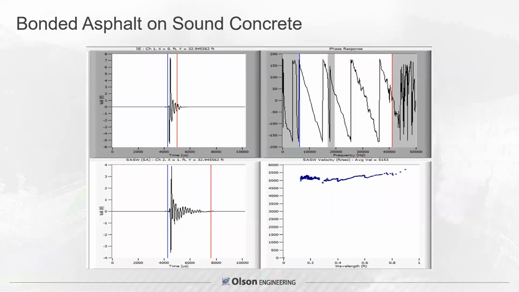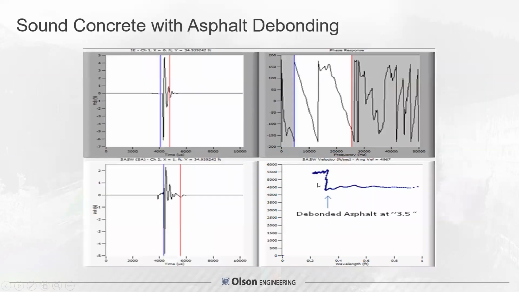The results showed us, and these are the signals you haven't seen for surface waves. The big spike is the surface wave in time. When you window in on that, you get phase, which is showing velocity versus wavelengths from this phase analysis of the data. Well, this was good velocity. This is bonded asphalt and sound concrete, around 5,200 feet per second. This shows a result with debonded asphalt at a wavelength that corresponds to 3.5 inches. The velocity dropped about 1,000 feet per second. This delay in phase is this drop in velocity. So this was an area that had debonded asphalt.